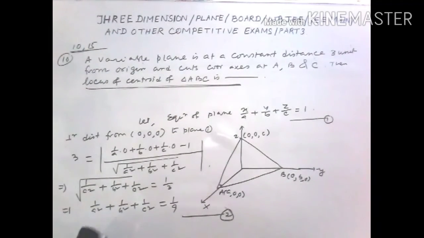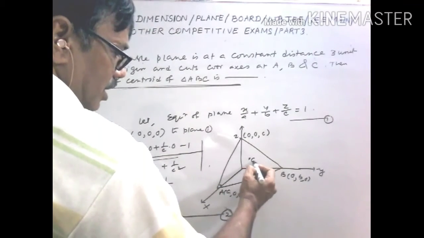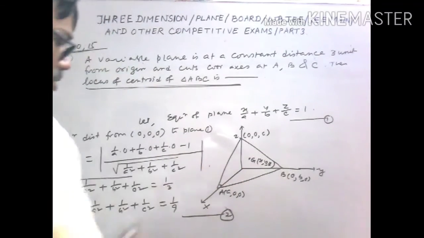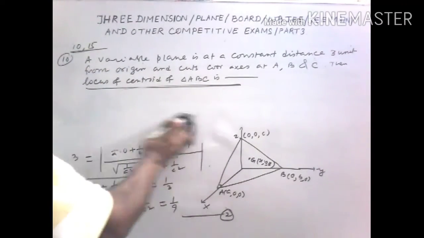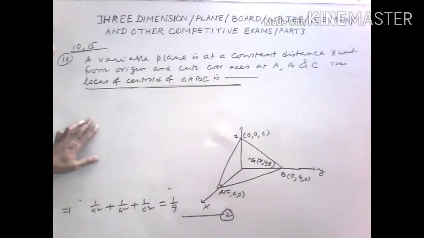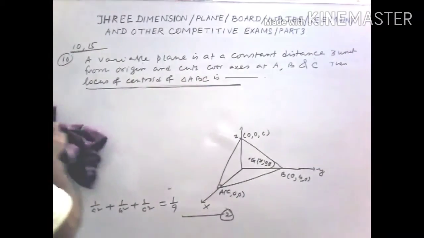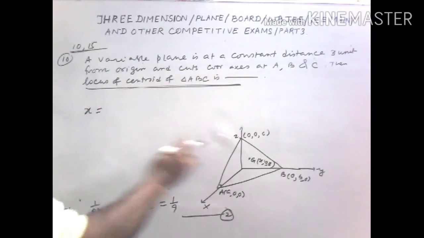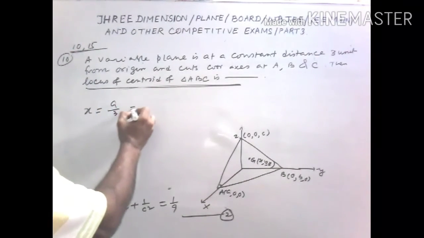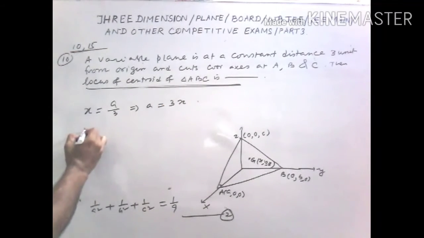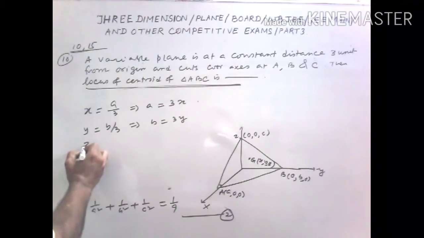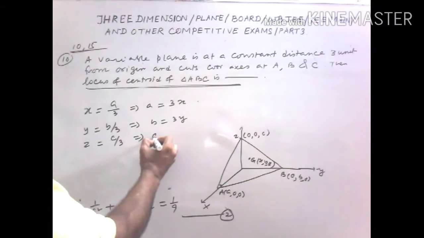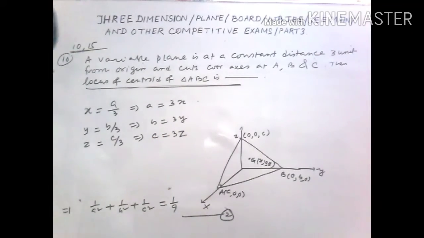Now we have to find the locus of the centroid of the triangle ABC. Let G(x, y, z) be the centroid of the triangle. So centroid x equals to sum of abscissa by 3. So A equals to 3x. Y equals to B by 3, that is B equals to 3y. Z equals to C by 3, so C equals to 3z.